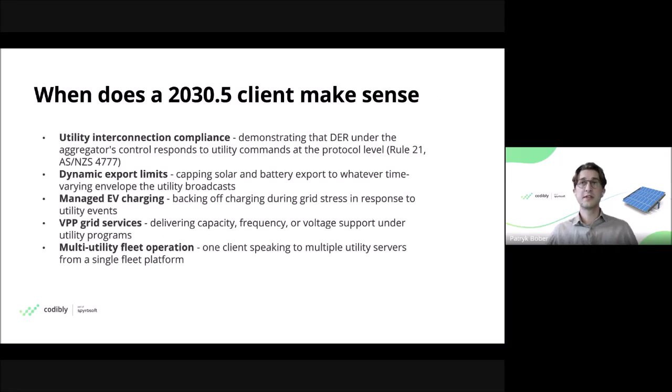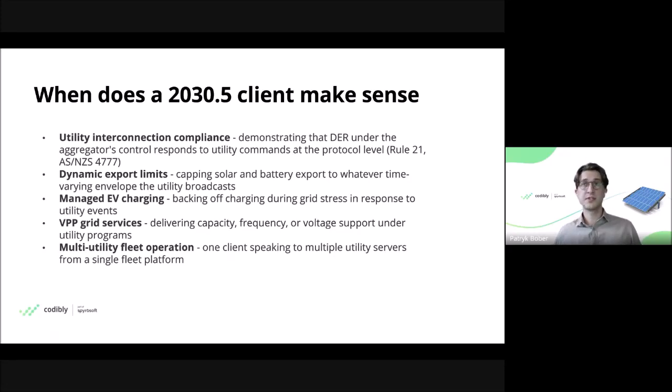So with the accelerator features covered, let's turn to the client-side use cases. The drivers here mirror the server-side ones, since each driver shows up from both sides of the wire. Where the server side requires the utility to expose a 2030.5 surface for interconnection compliance, the client side requires the aggregator or OEM to demonstrate that DER under their control can respond to utility commands at the protocol level.